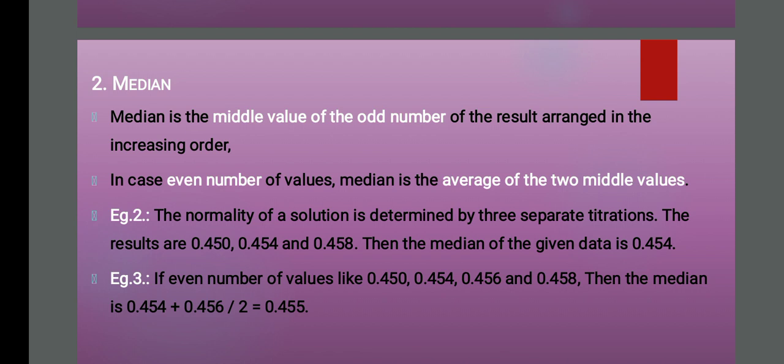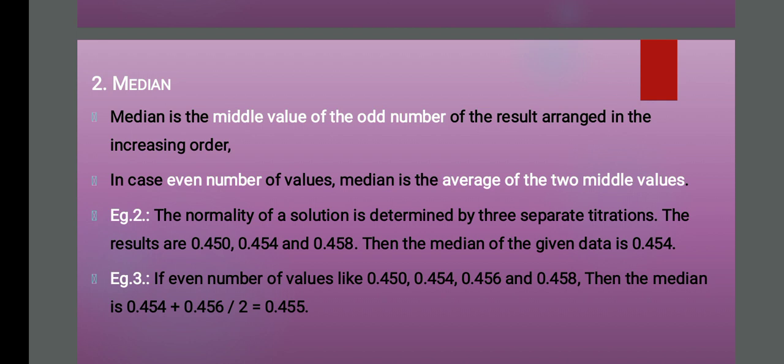In the first example we are given 3 values: 0.450, 0.454, 0.458. To take the median, because there are only 3 numbers, we have to arrange them in increasing order. So if you see the values, the middle value is 0.454. Is it okay? Shall I go with the next one?